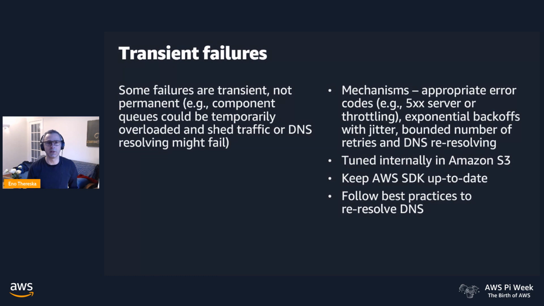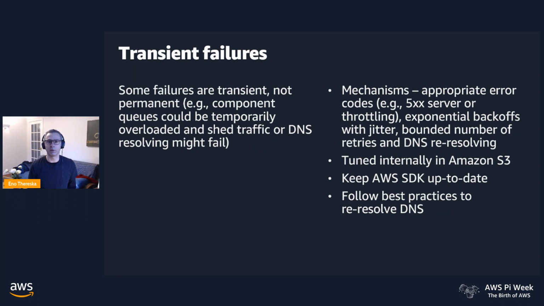Well, there are a couple of them, right? So there are simple things like error codes. You'd like to propagate the error code. So for example, if you get a 500 server or throttling code, you want to propagate it throughout the storage stack so that all the layers understand what's going on. In this case, if it was throttling, right, they can try again. You also want to do things like exponential backoff with jitter, and you also want to retry when it's appropriate to retry. For example, to do DNS re-resolving. Now, all of these things are tuned internally in Amazon S3.